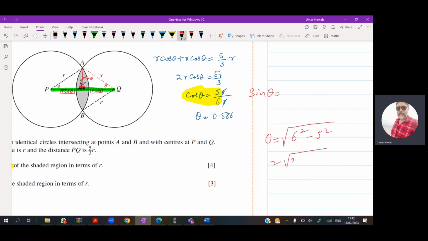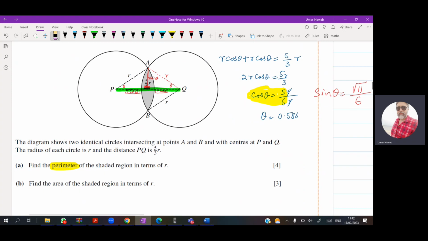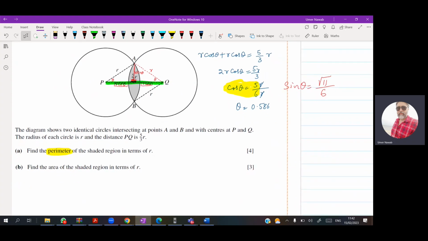So 6 squared is 36 and 5 squared is 25. And can I say this is square root of 11, guys? So my opposite is square root of 11 over hypotenuse, which is 6. I'm just writing it here. Maybe I will use this because the examiner is interested in writing the answer in terms of r.